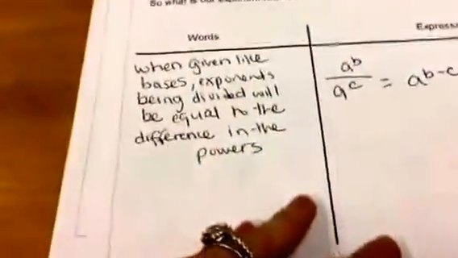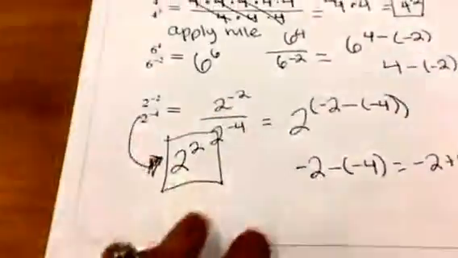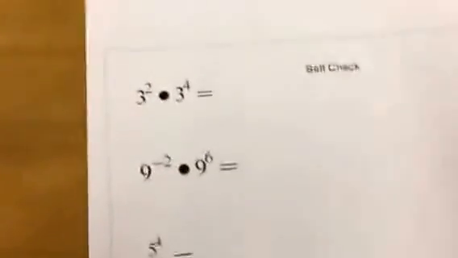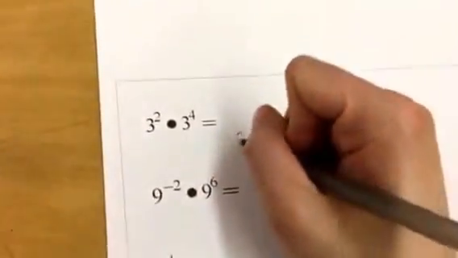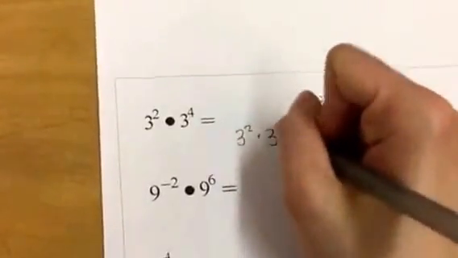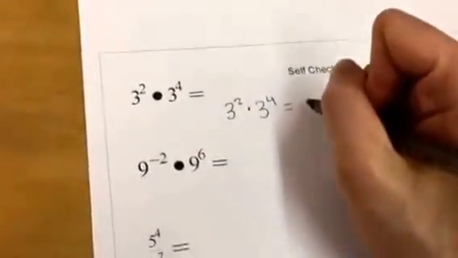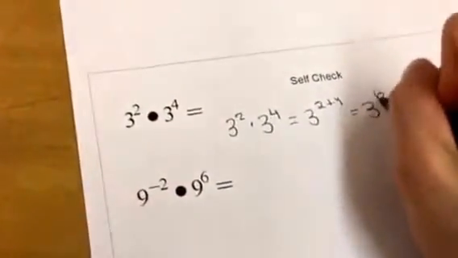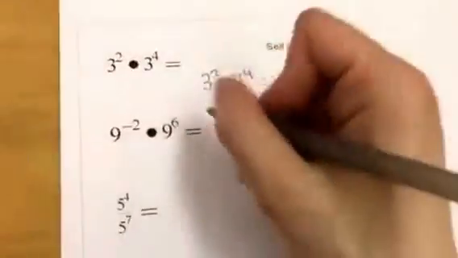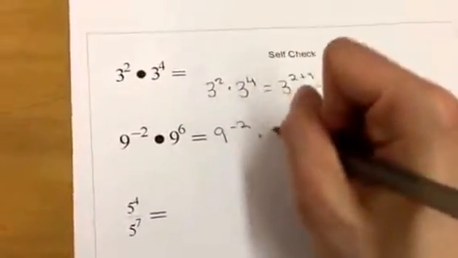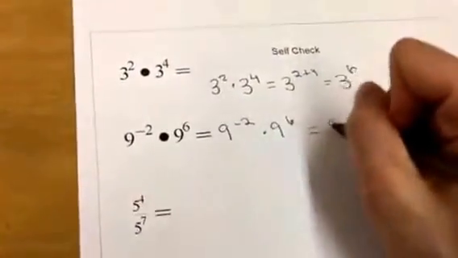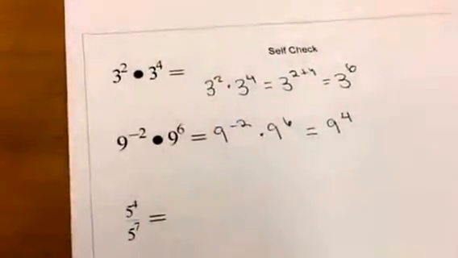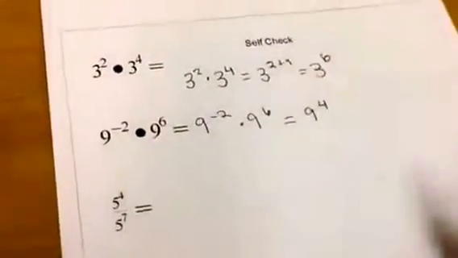All right, I'm going to do this self-check just to give you a few more examples of what this looks like. Okay, so 3 squared times 3 to the 4th power. That's pretty easy. I can just add my exponents. Equals 3 to the 6th power. 9 to the negative 2 times 9 to the 6th power equals 9 to the 4th power. All I did was add my exponents.